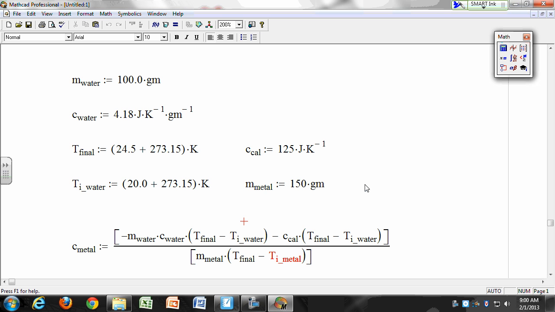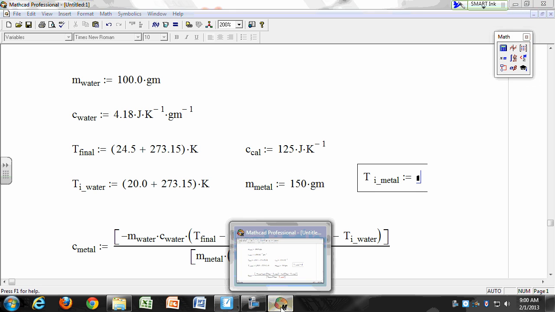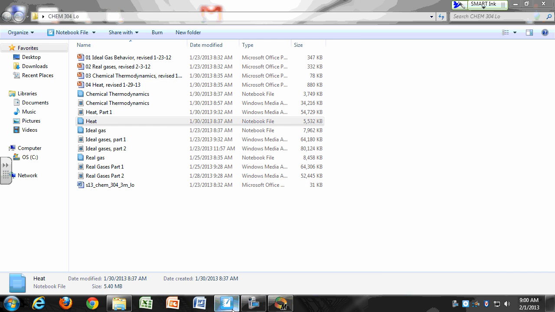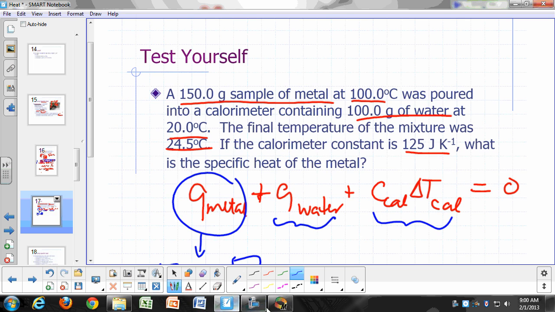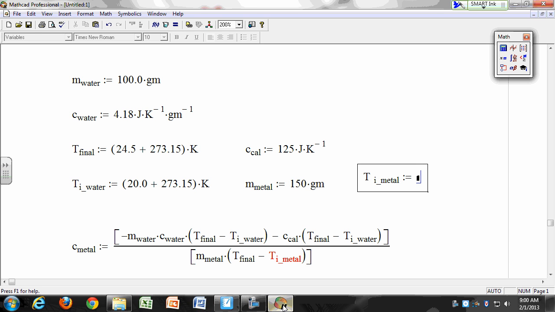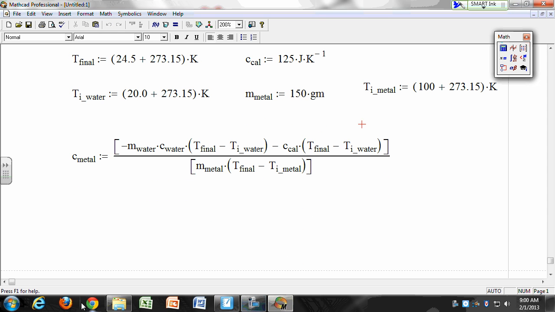And T initial of the metal is given as 100 degrees. So 100 plus 270.15 Kelvin. I got all the information I need.